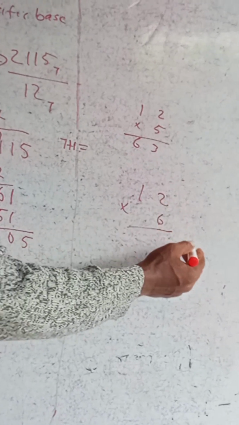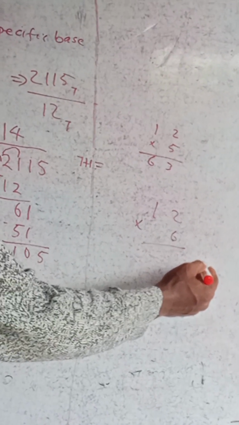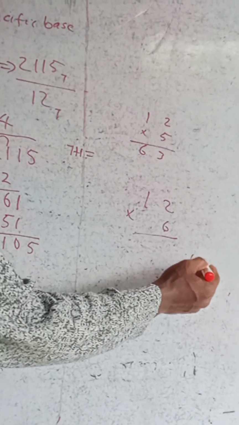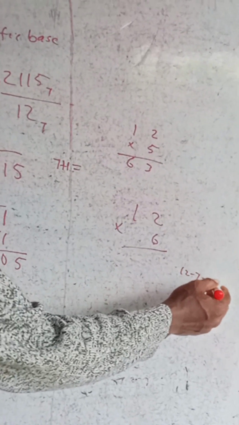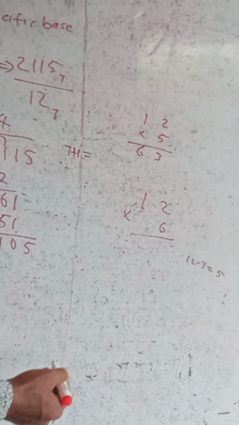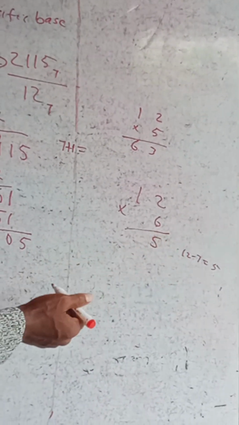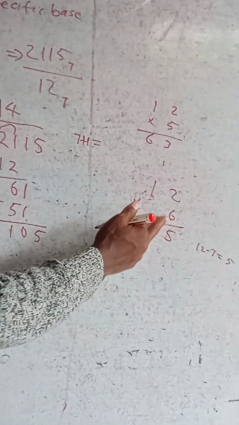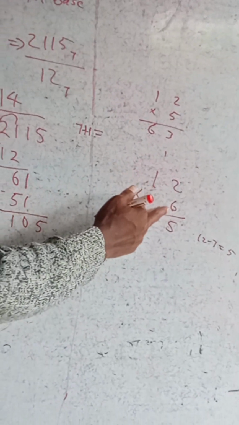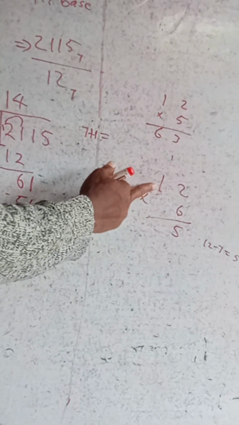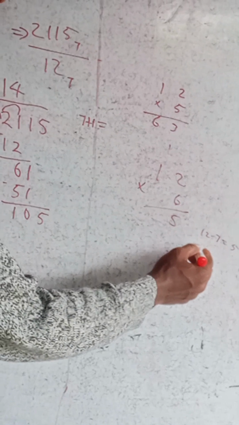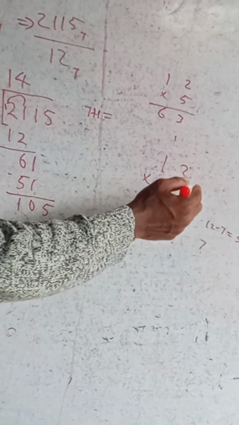6 times 2 here is 12, and 12 is more than 7. 12 minus 7 is what? 5. 5 is less than 7, so we can write 5. Now, because we subtracted, we are going to raise 1. So 6 times 1 is what? 6. Plus that one we raise is 7. So 7 is equal to the base.